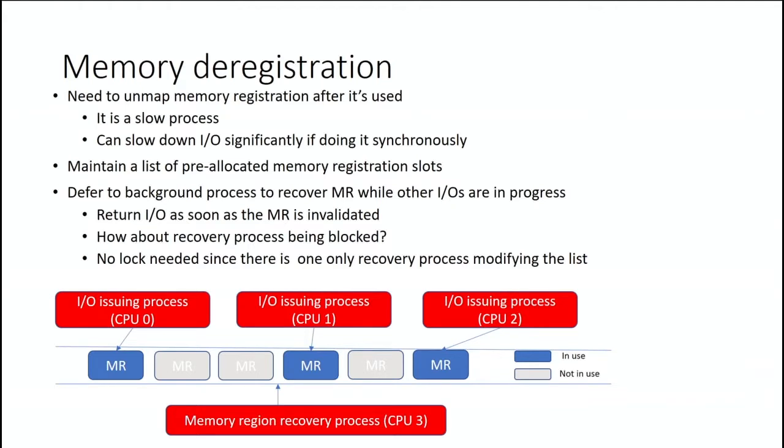Also, if you look closely at this structure, because we have a fixed number of slots, and all those processes try to access the same slots, the only thing they want to modify is the memory registration status, and they don't modify the links. So there's no lock for these memory slots. Because there's no lock, we don't have contention when I/O process activity is high. There may be multiple processes trying to access this list at the same time.